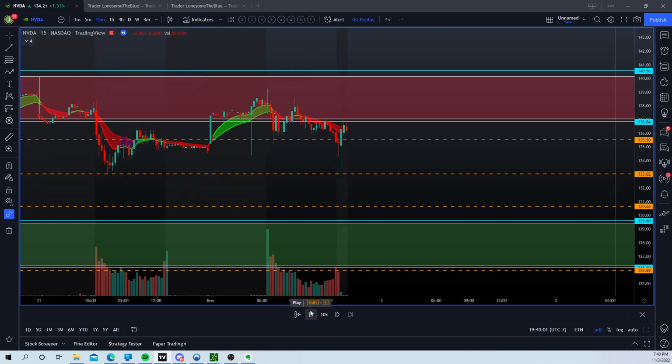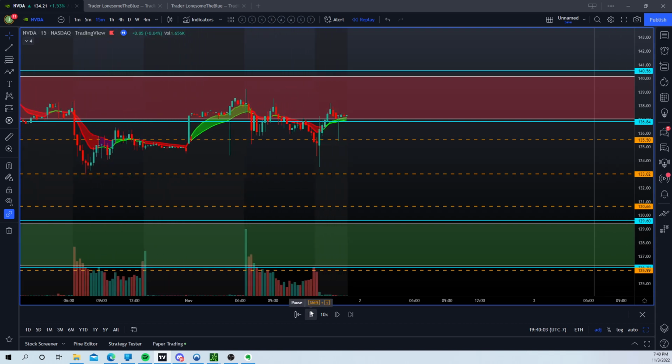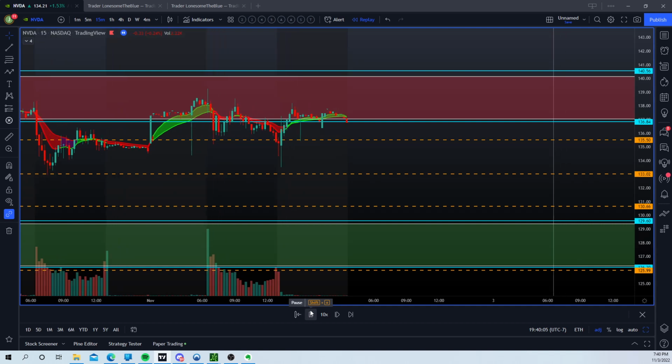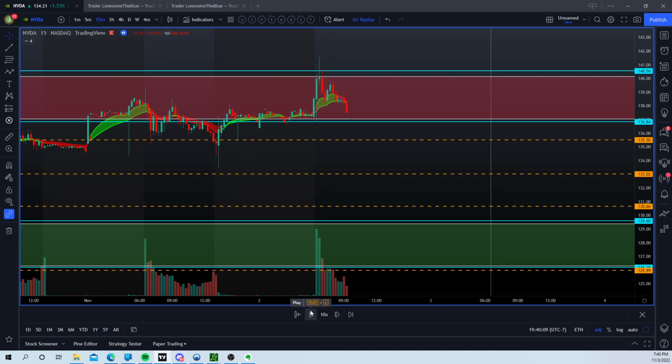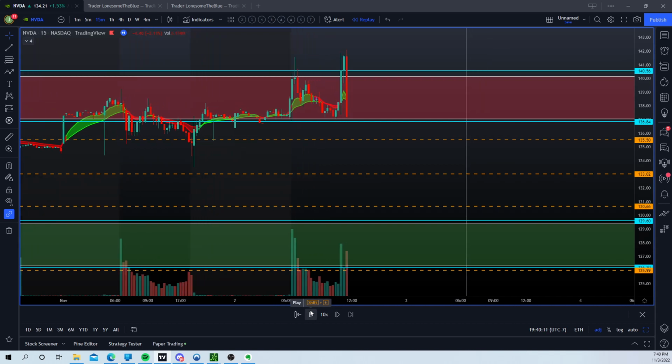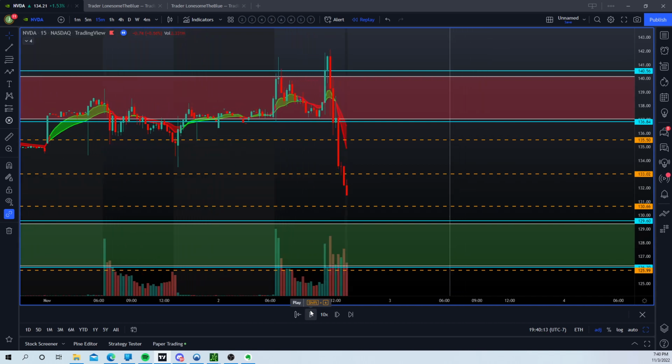See, it stayed in range. It still hasn't passed that supply level. You want it to pass. You still want it to pass, and there you go. It broke down.